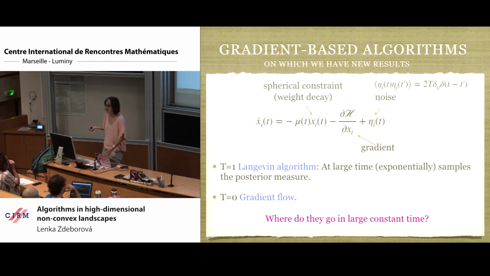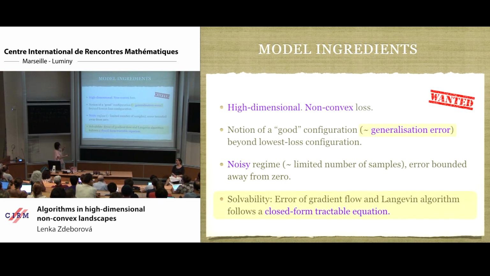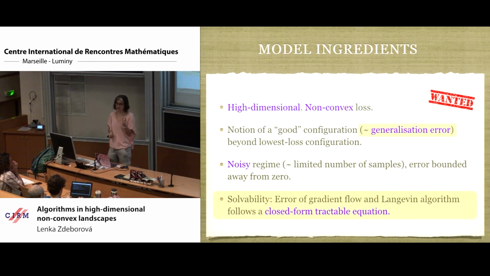And what would be such a model? In neural networks, in deep learning, we are very far from that. So can we cook up such a model? This is a list of ingredients that the model should have. First we want it to be high-dimensional, non-convex, and noisy, so that we cannot trivially recover exactly what's going on. But that's kind of the obvious requirement. Then there are these two requirements.